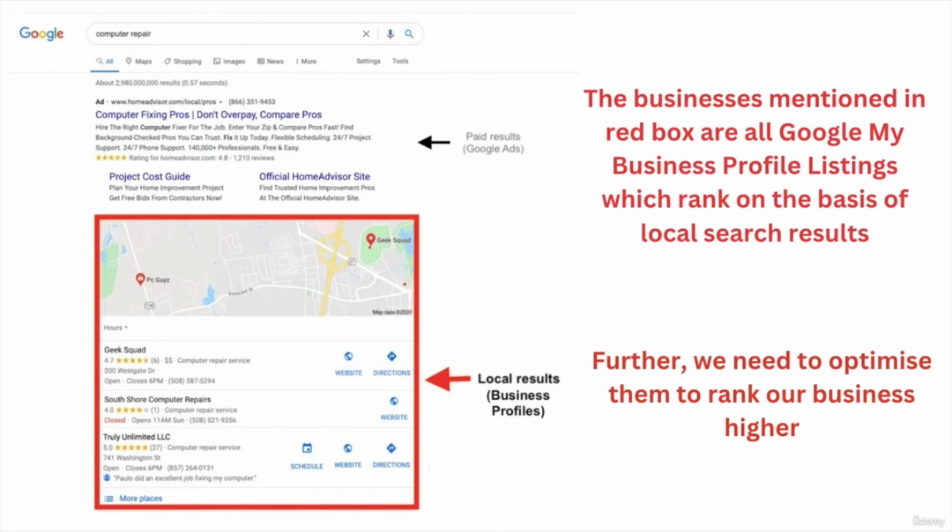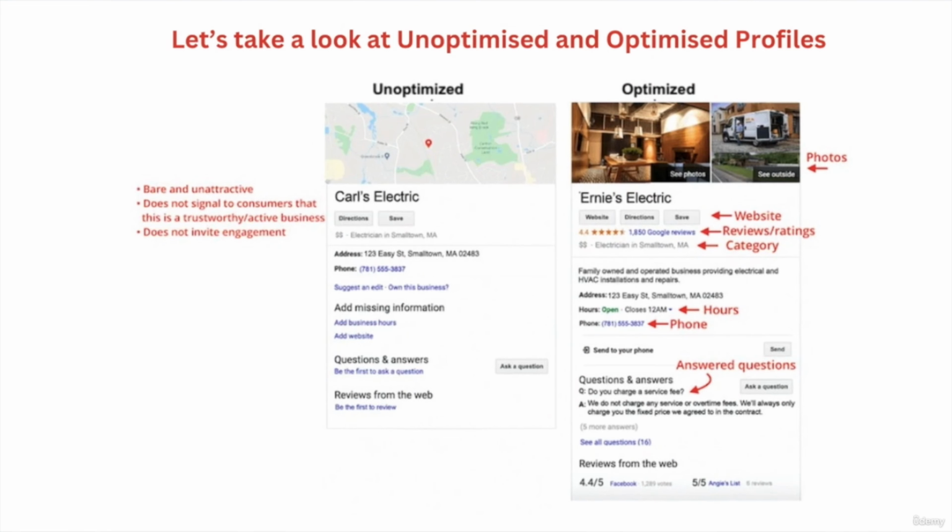The businesses mentioned in the red box are all Google My Business profile listings, which rank on the basis of local search results. Hence, it is important that we optimize them to rank our business higher. The first image is unoptimized and the other is optimized. In the optimized one, there is a website, reviews and ratings, category of company, working hours, contact number, and answered questions. Let us watch this video on how to add Google Business Profile.